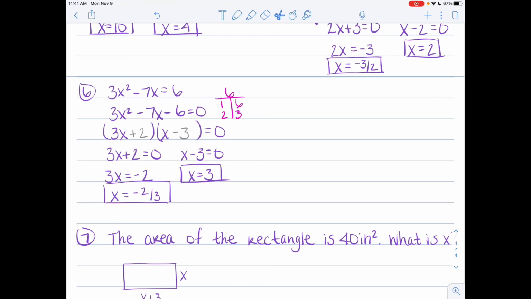Then I use the zero product property and set each of my expressions equal to 0. So 3x plus 2 equals 0, and x minus 3 equals 0. This gives me a value of x equals 3. And then with an intermediate step of 3x equals negative 2, when you subtract 2 from both sides, finally dividing by 3 gives me that x is equal to negative 2 over 3.